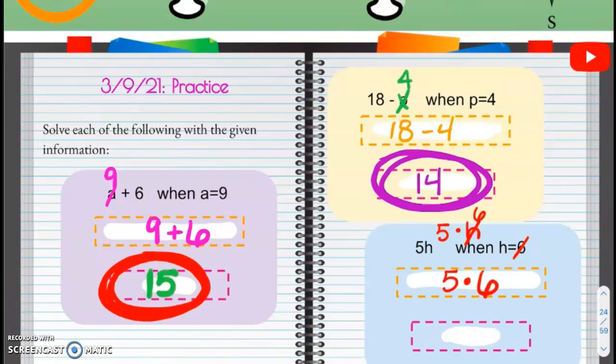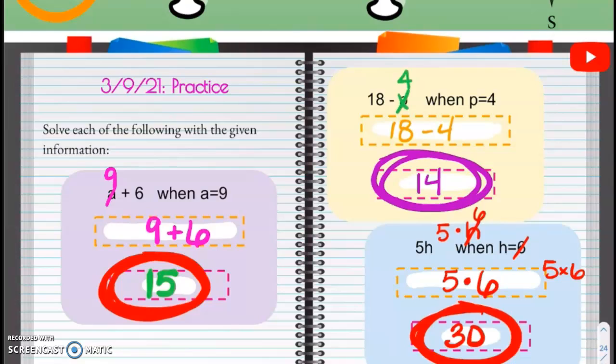Or you can put 5 times 6 with the x. What is 5 times 6? Hopefully you get 30. And that's going to be our answer. That's it for our practice. Great job.